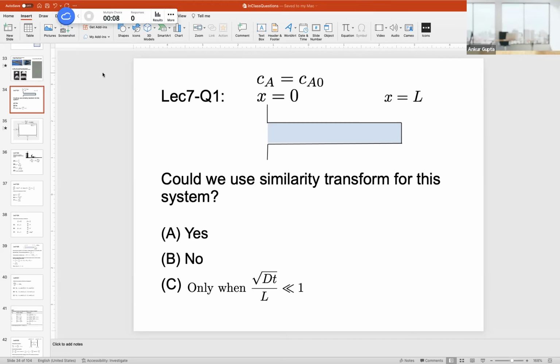Yes, no, or only when I use the value and... Oh, it's not coming up. It should be. It's not. It is. It is not.